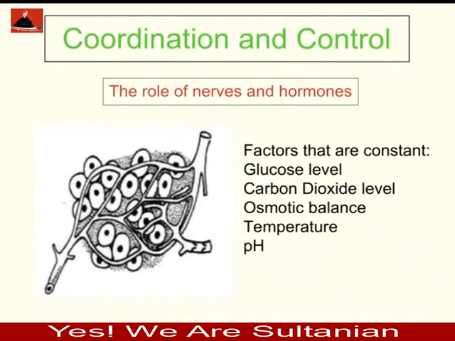So it's important that all of those things are kept constant for these cells to function correctly, and the regulation of these things is controlled by nerves and hormones, and it involves communications between organs and systems. As I've said, the coordination of those things is controlled by nerves and hormones, which is why they are important.